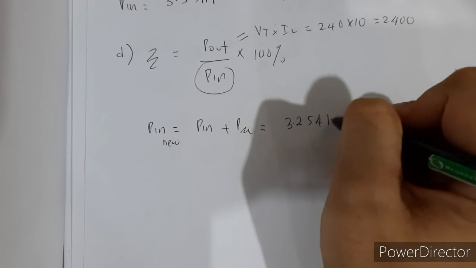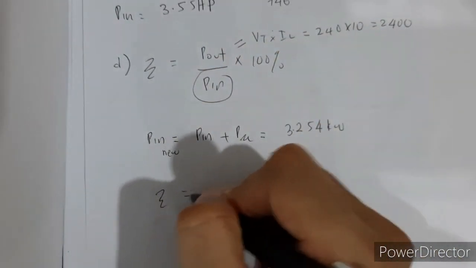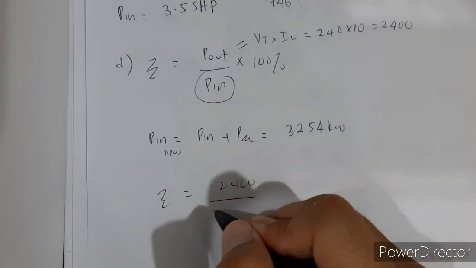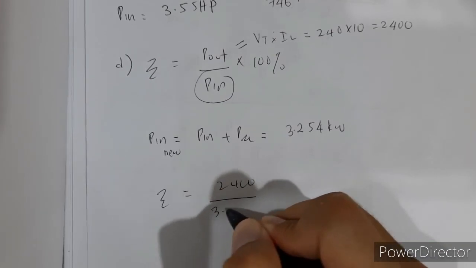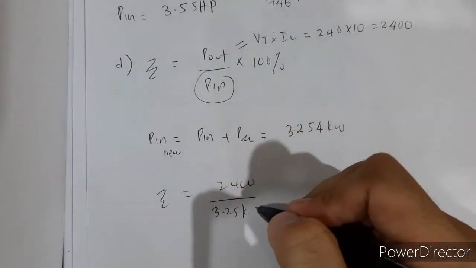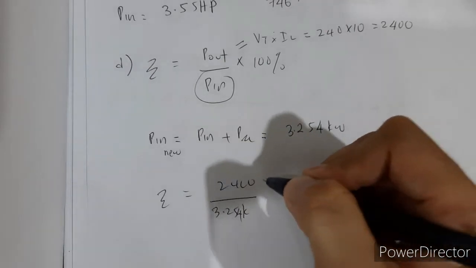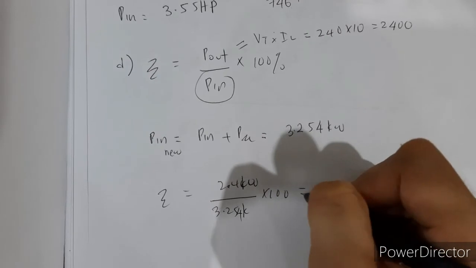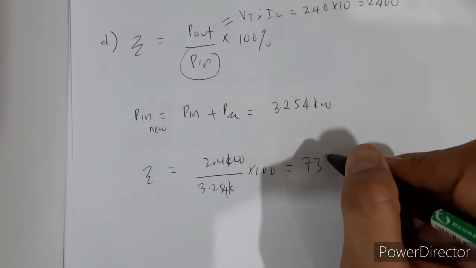So we will get 3.254 kilowatt. By inserting this, efficiency equals P out divided by 3.254 kilowatt. This is 2.4 kilowatt. Multiply by 100%. So you can get the answer is 73.75%.